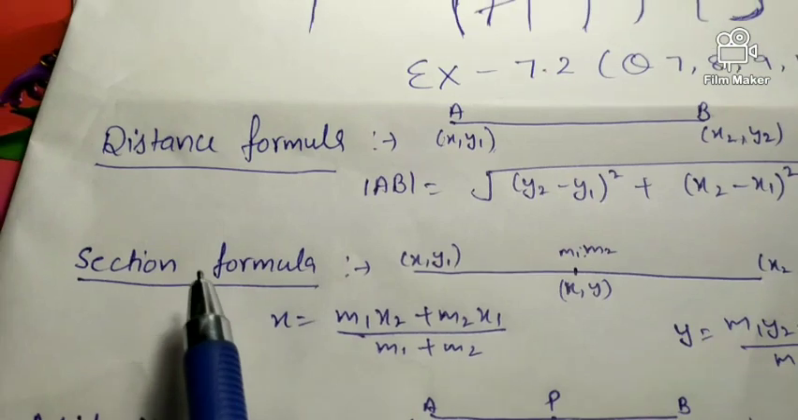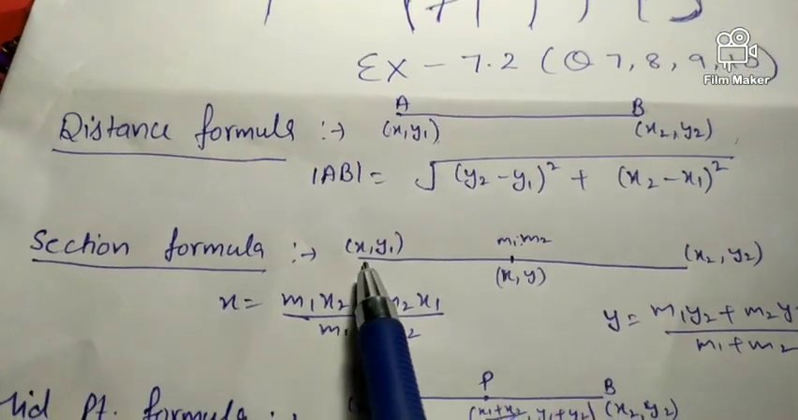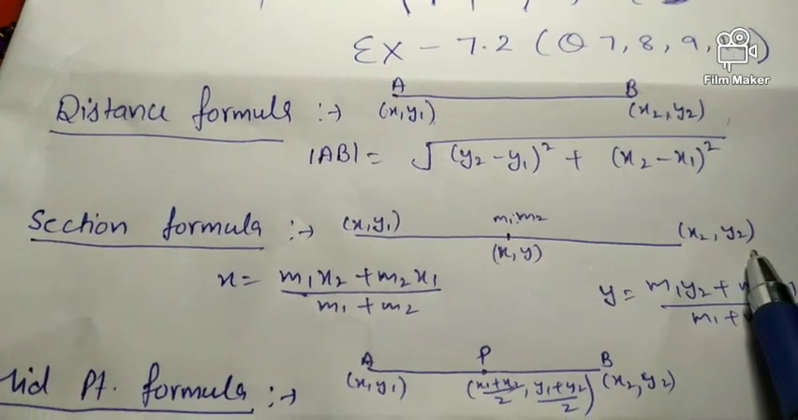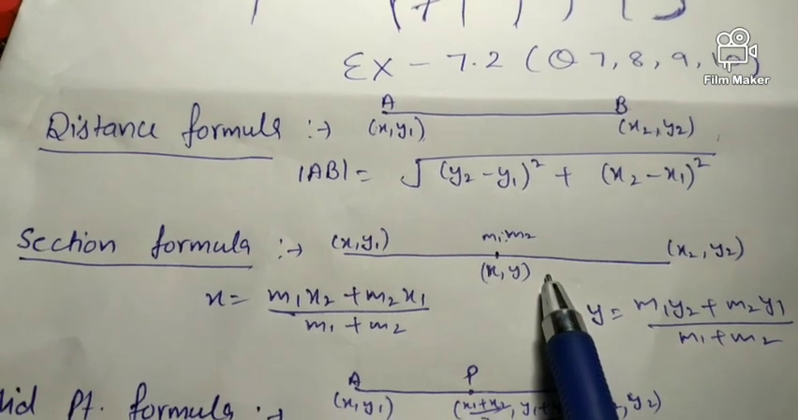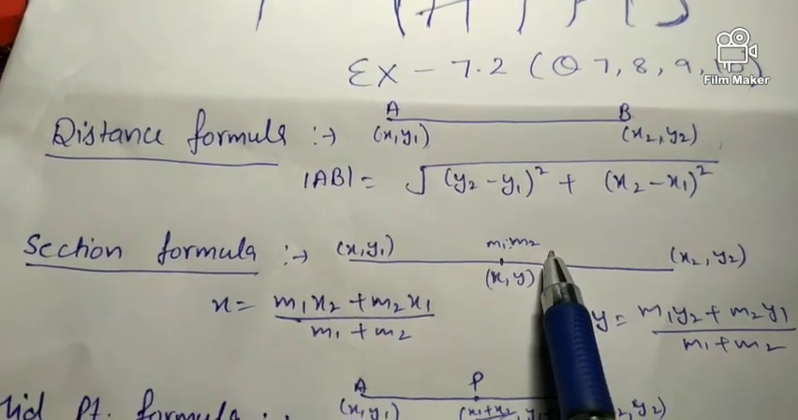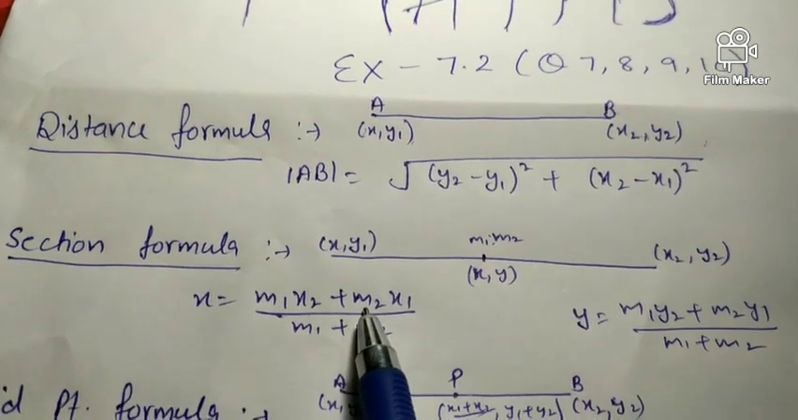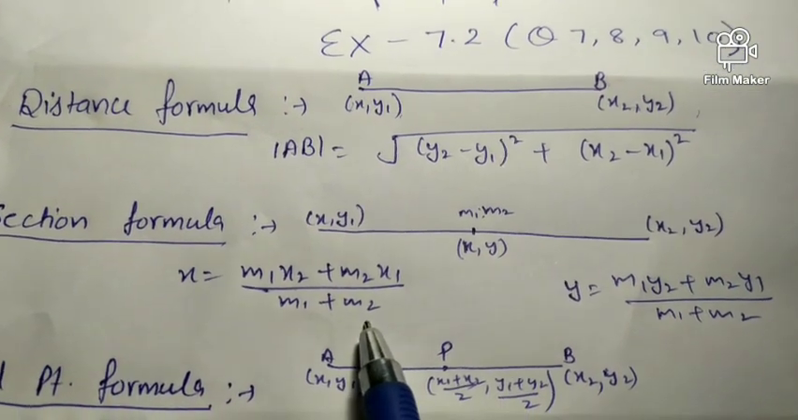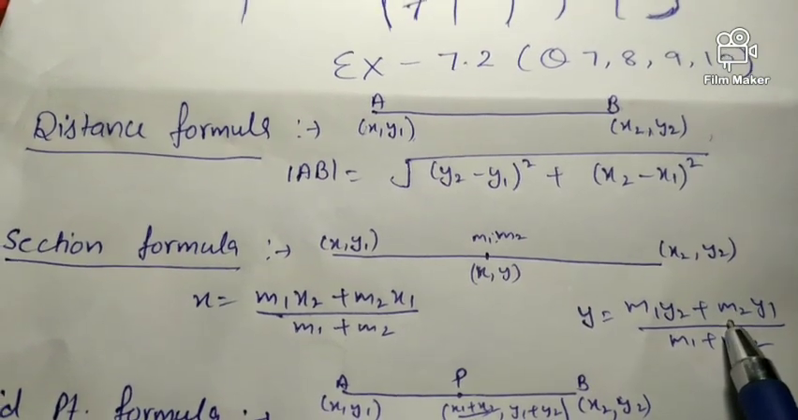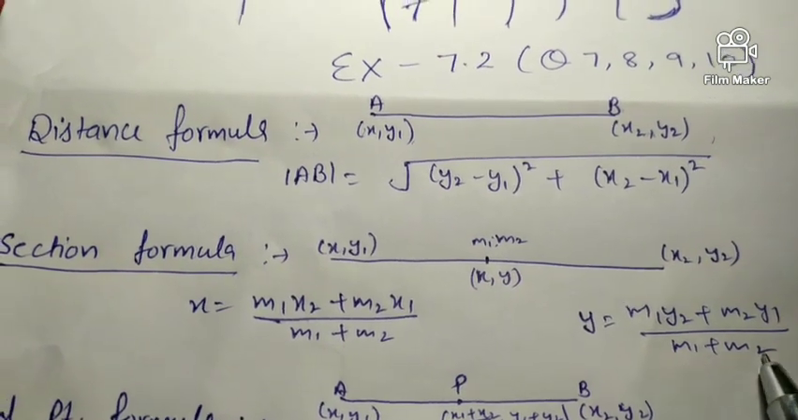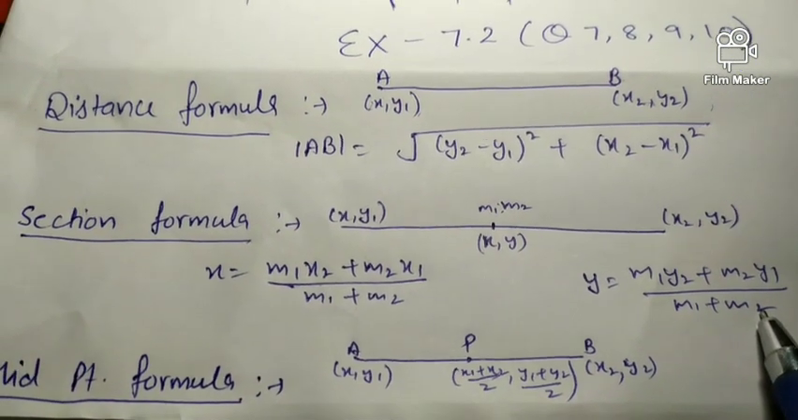Next one, the second one, section formula. Suppose we are having the endpoints (x1, y1) and (x2, y2). We are having a point (x, y) which divides it in the ratio m1 to m2. So x will be equal to (m1 x2 plus m2 x1) by (m1 plus m2), and y will be (m1 y2 plus m2 y1) divided by (m1 plus m2). We have done so many questions of the section formula already.